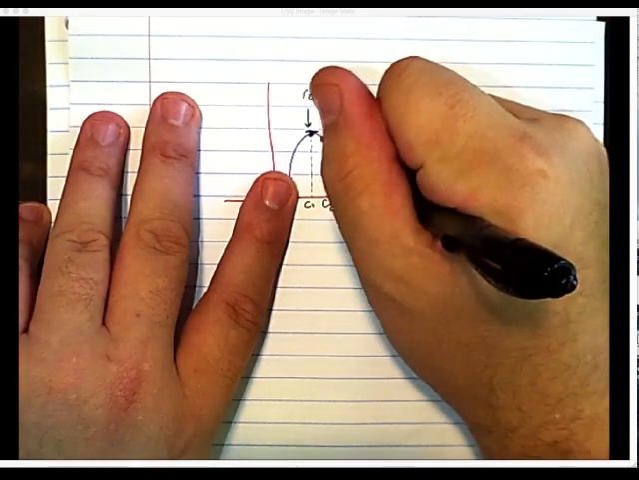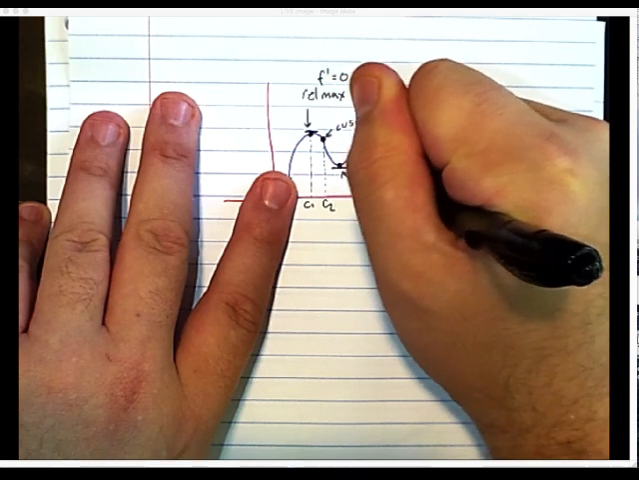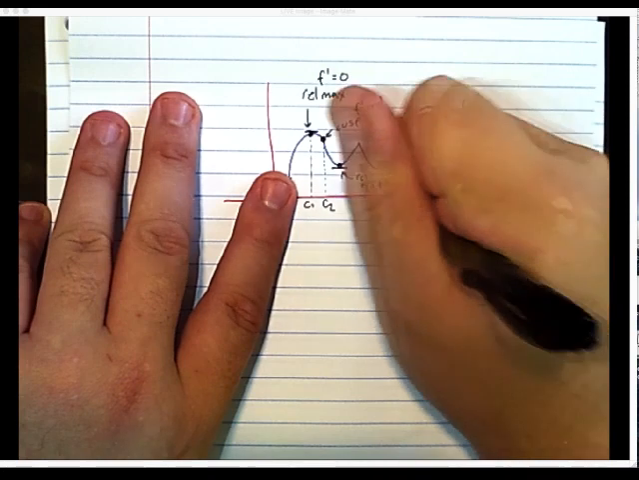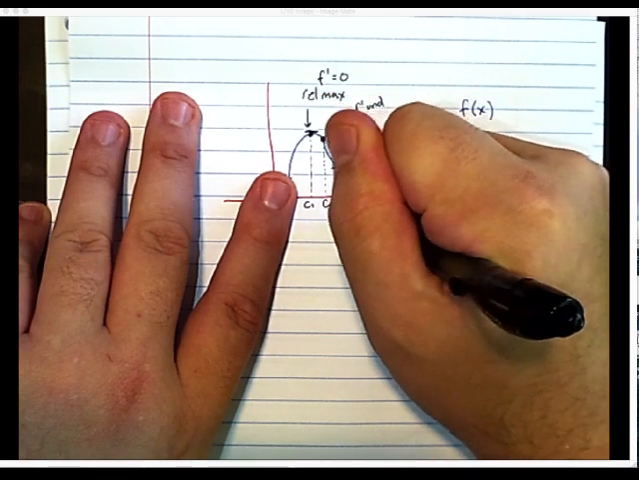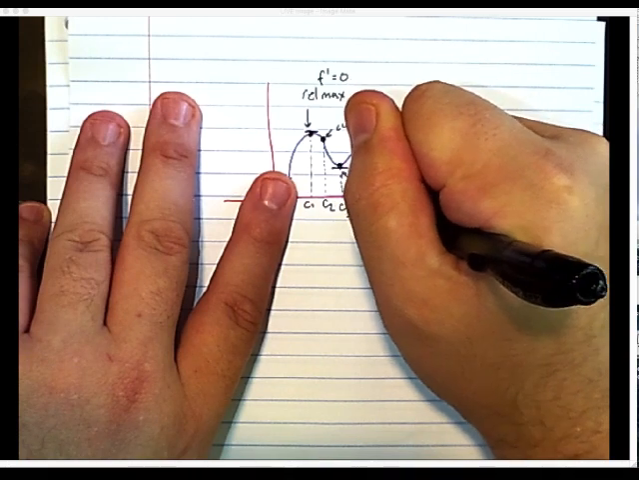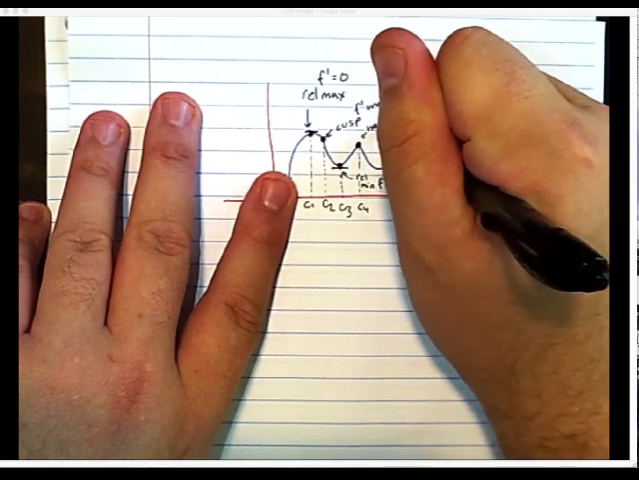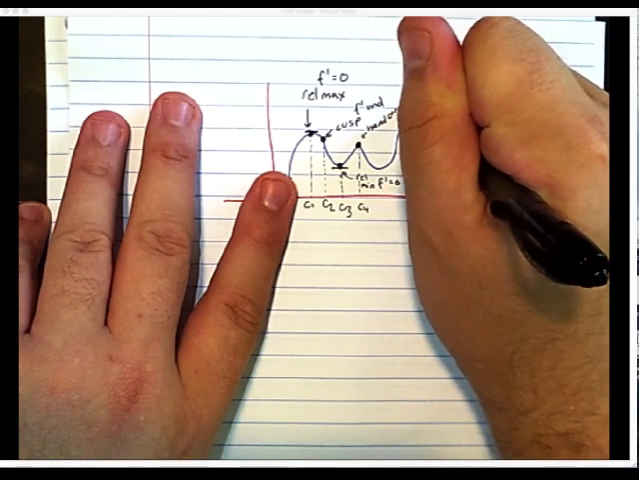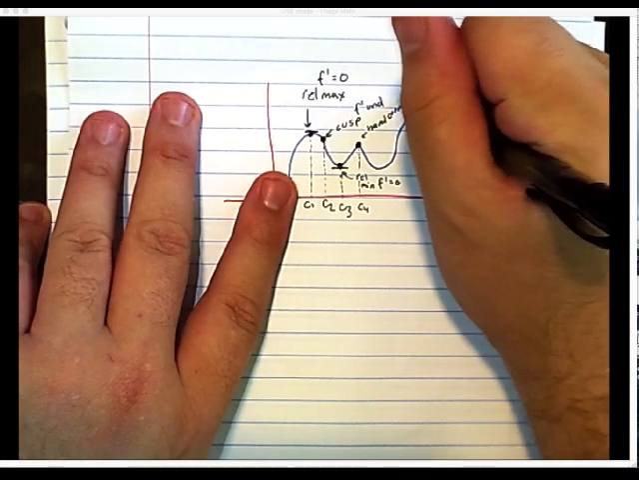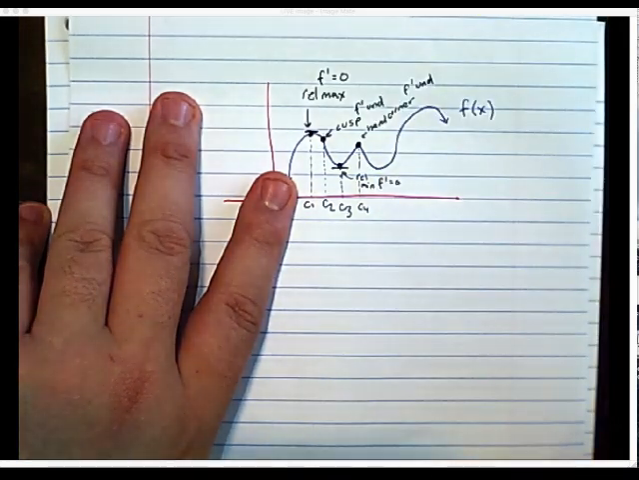Here, this is a relative min. So at this relative min, f prime is going to equal 0. So this is also a critical point. What do you notice here? This is a hard corner. There's a hard corner right there. So at hard corners, the derivative is undefined. That's also a critical point.